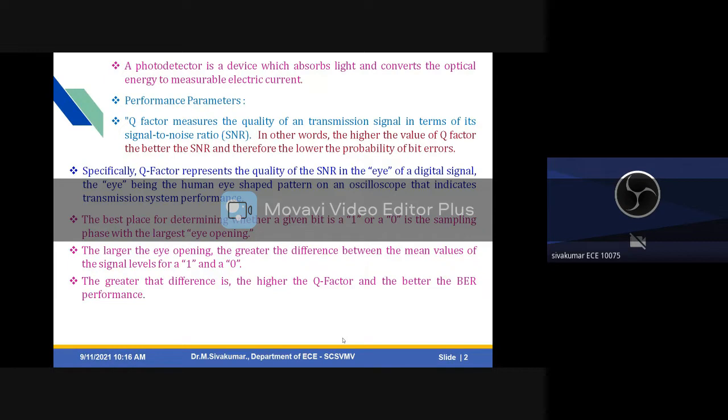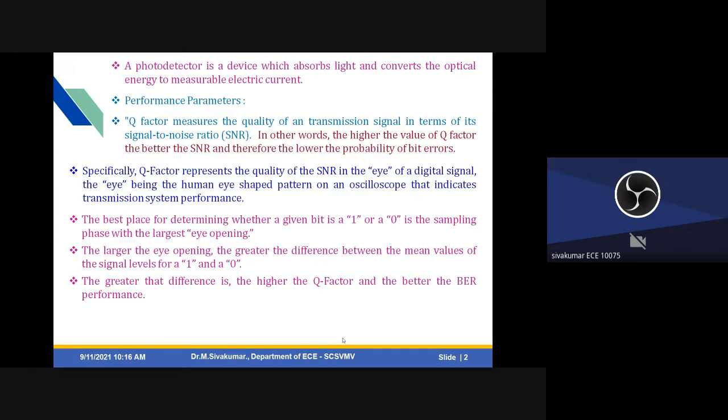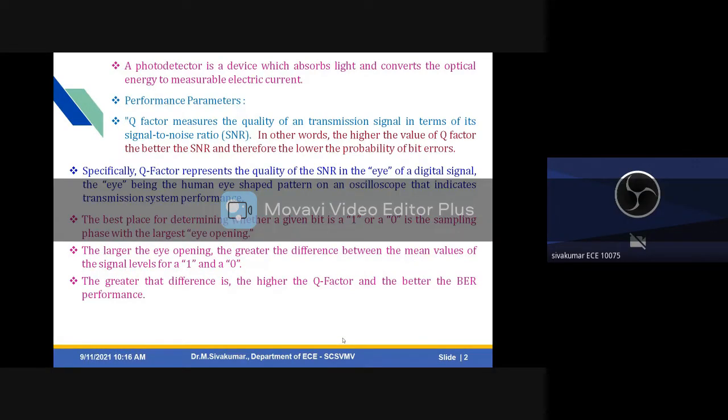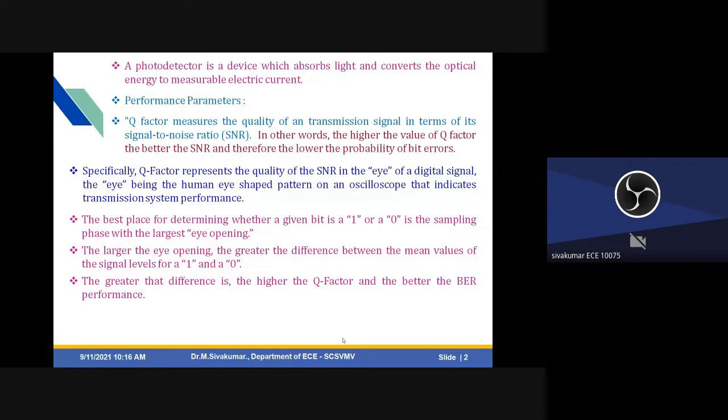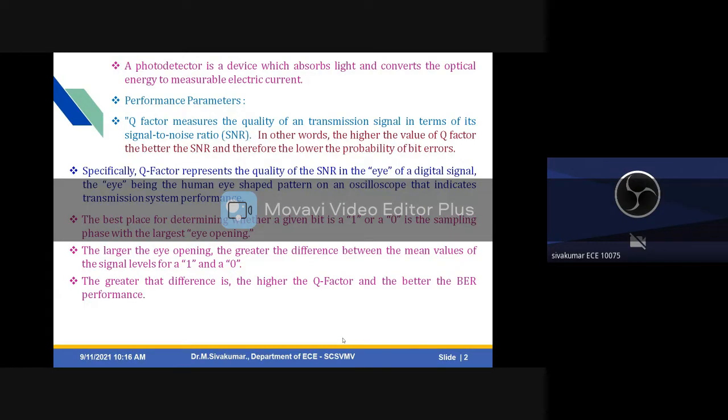What is Q factor? The Q factor measures the quality of a transmission signal in terms of signal to noise ratio. In other words, a higher value of Q factor gives a lower probability of bit errors. So increasing Q factor gives a better signal to noise ratio and also a lower probability of bit errors. These are our objectives in designing any type of optical transmission system.